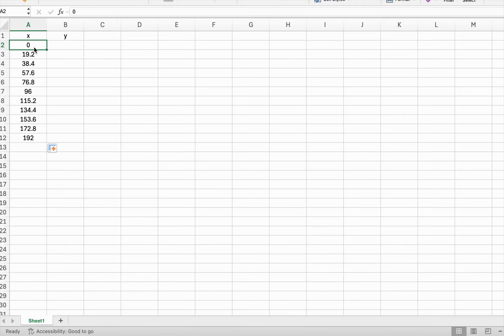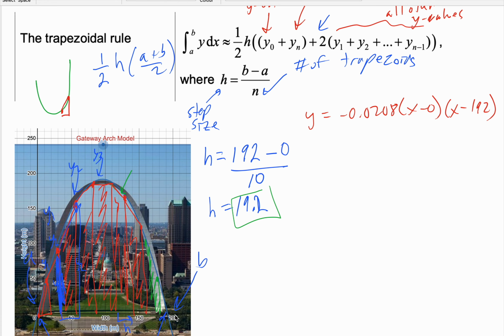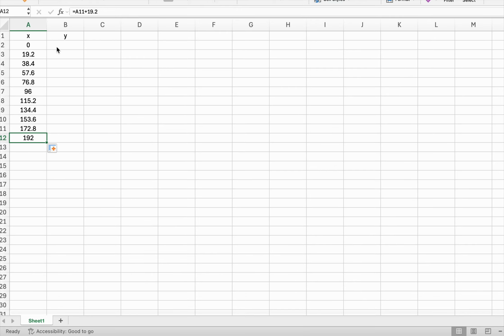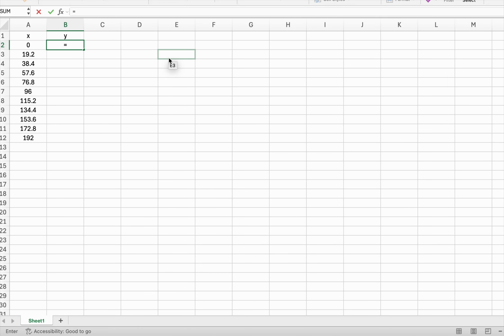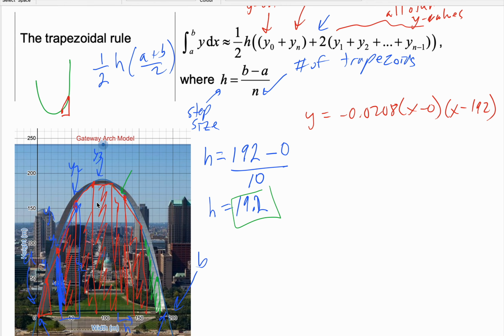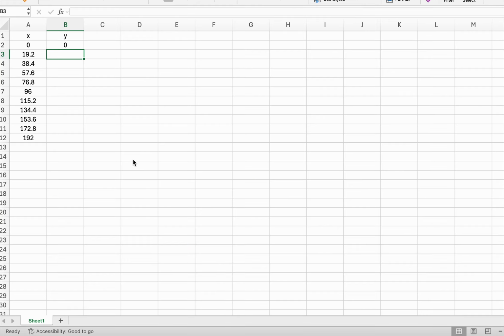I did 10 trapezoids, but that means there are 11 y values that I need, all the way to the end. So that makes sense, and the y values are just from my model. I can type in equals to make an equation in Microsoft Excel: negative 0.0208 times my x value minus 0. This is just copying this formula. You'll have one as well. I need another bracket. A2 again is my x value minus 192. So that gives you the y value at every point along the parabola.